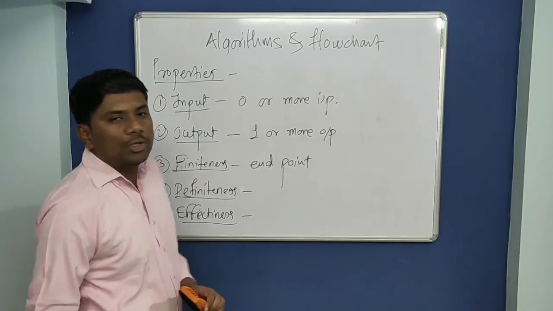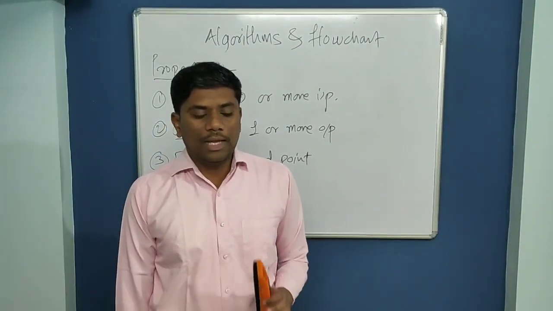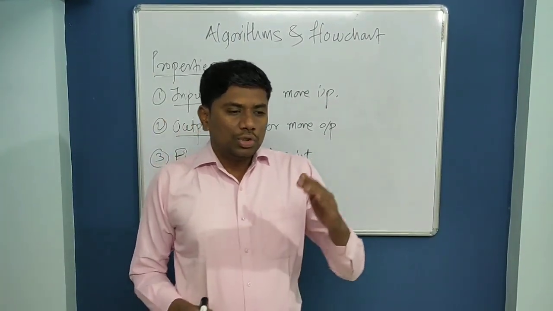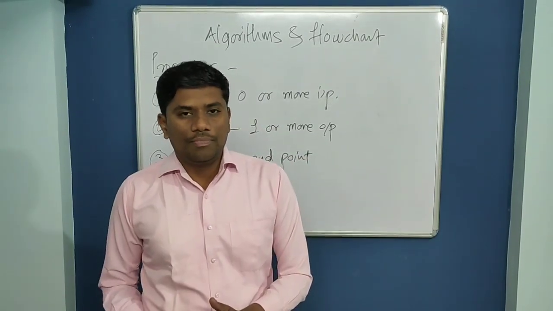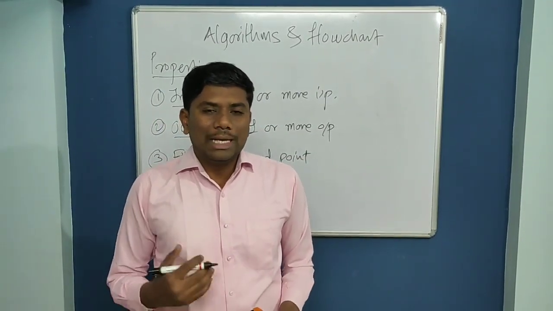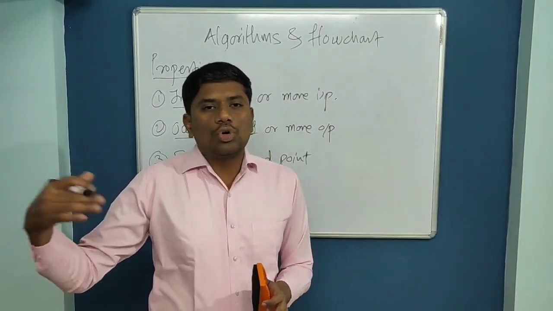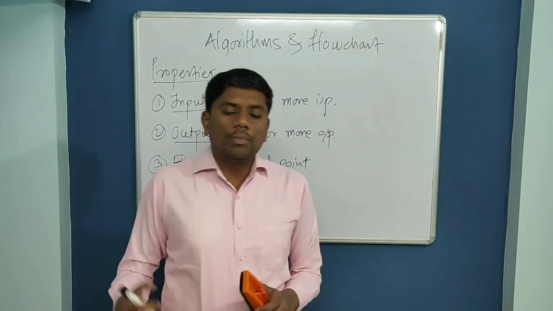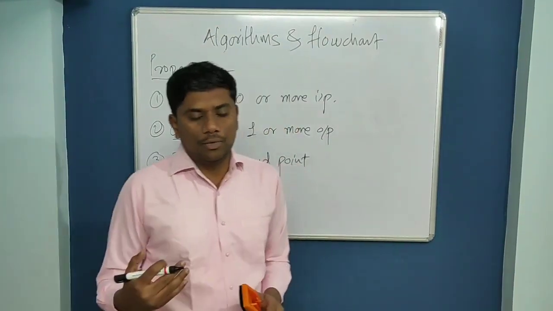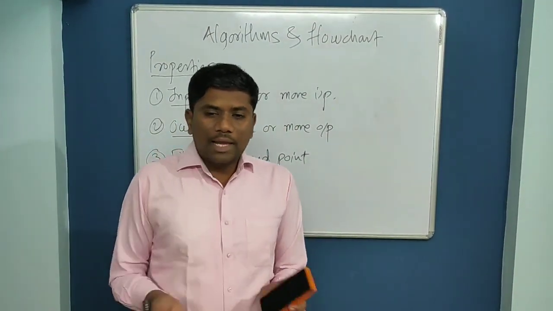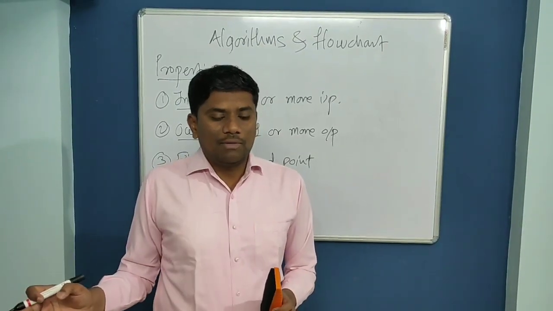Effectiveness. The algorithm should be effective. That means your algorithm should solve some problem. The algorithm should be written in such a way that it is effective to solve a particular, given problem. And it can be converted into any programming language.